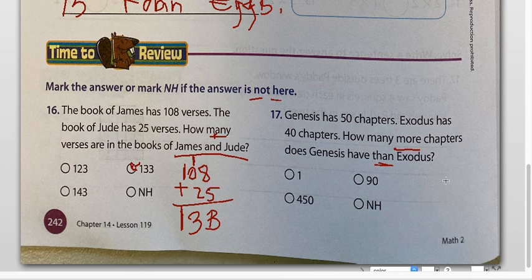So what will be our equation like? We will have 50 minus 40. Now 0 minus 0 is 0. And then 5 minus 4 equals 1. Now do we have 10 here? No, we don't. So the answer will be not here.